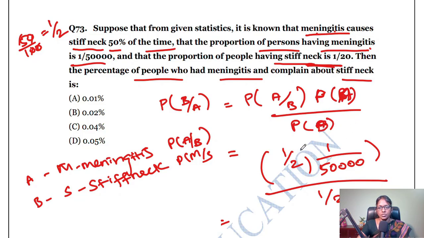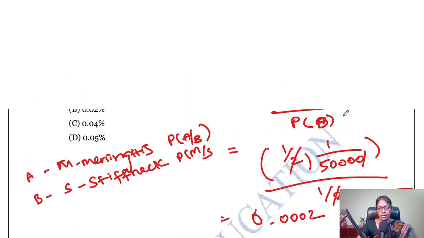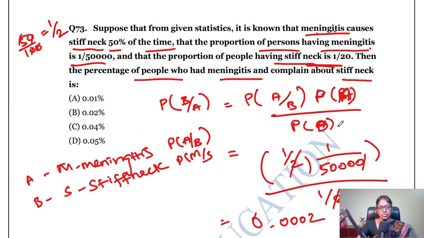So if you cancel, this 0 will be cancelled. 1 by 5 equals 0.2. So how many 0s? 3, 0, 2. If you give it as a percentage, multiply by 100, divided by 100, it is 0.02 percent. So option B is the correct answer.